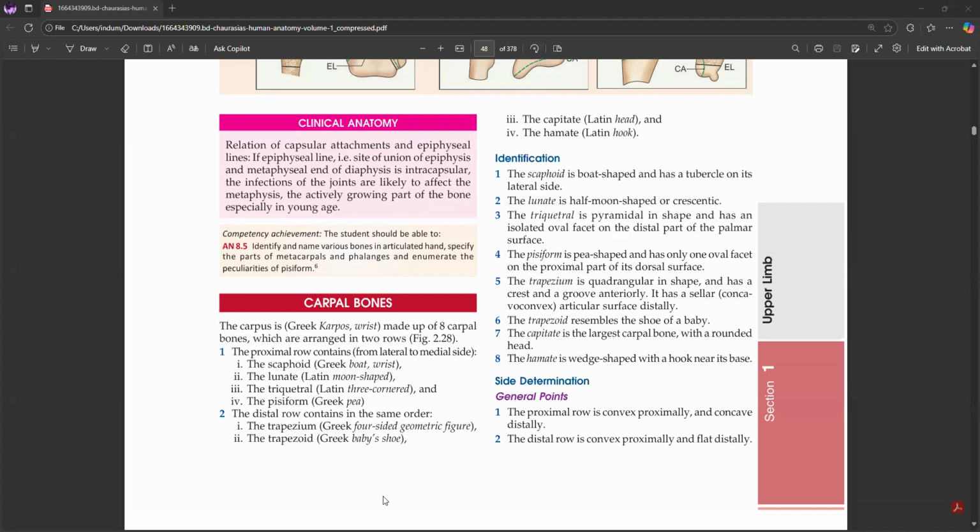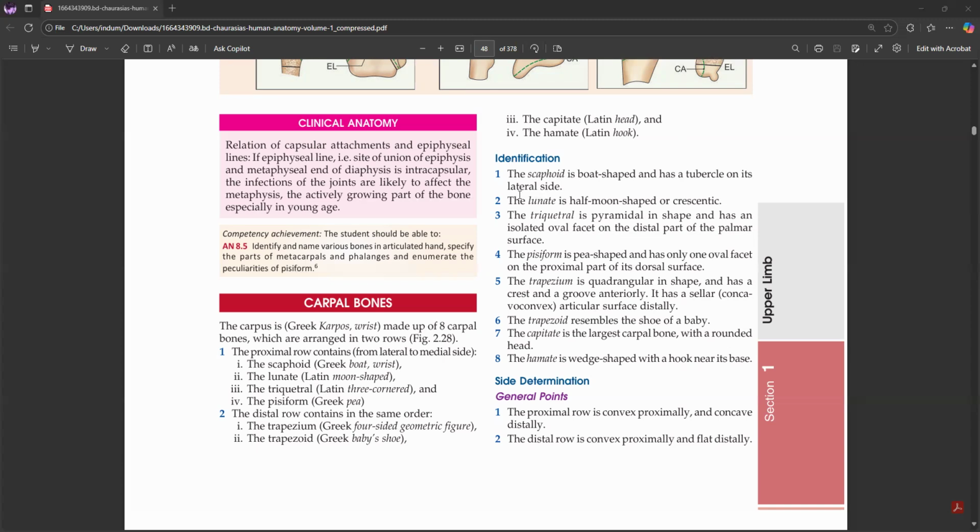The proximal row contains from lateral to medial side the scaphoid, the lunate, triquetral, the pisiform. The distal row contains in the same order the trapezium, the trapezoid, the capitate, the hamate.